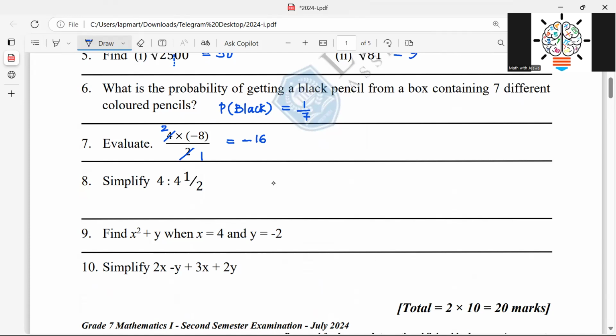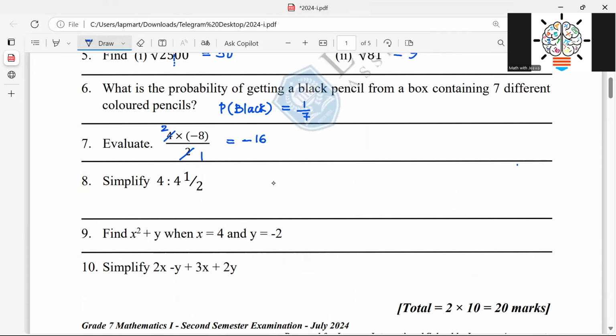We want to simplify a ratio. When you're simplifying anything, maybe a ratio or a fraction, what does that mean? Simplifying means that you're making something smaller, right? To make something smaller, what do we need to do? We need to divide. Now here we have a whole number and a mixed number.